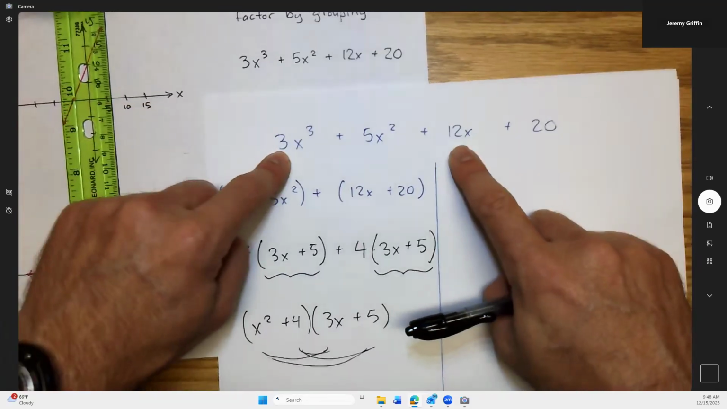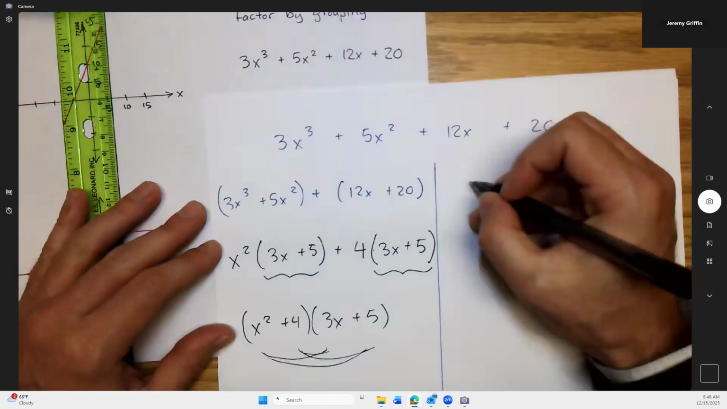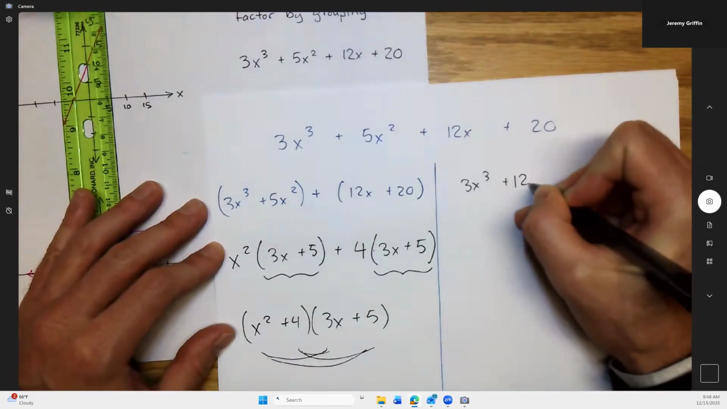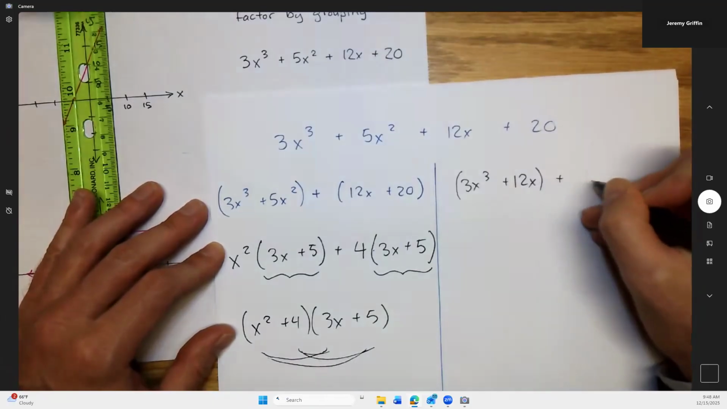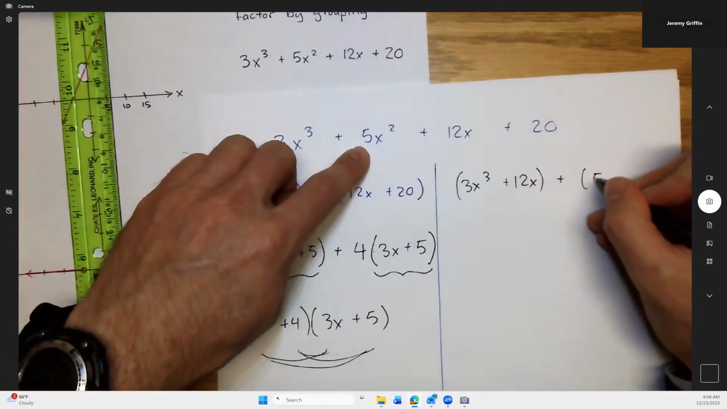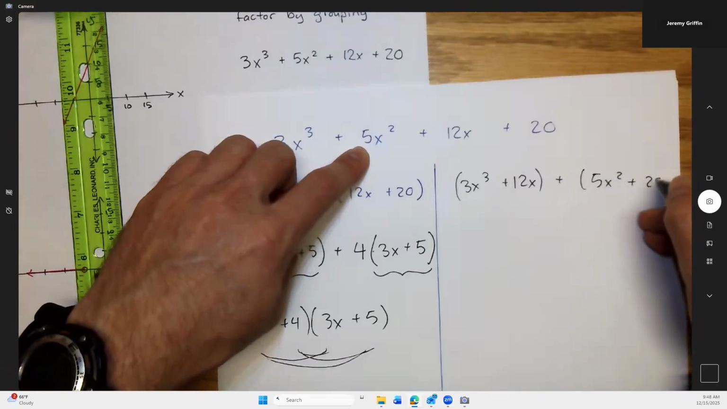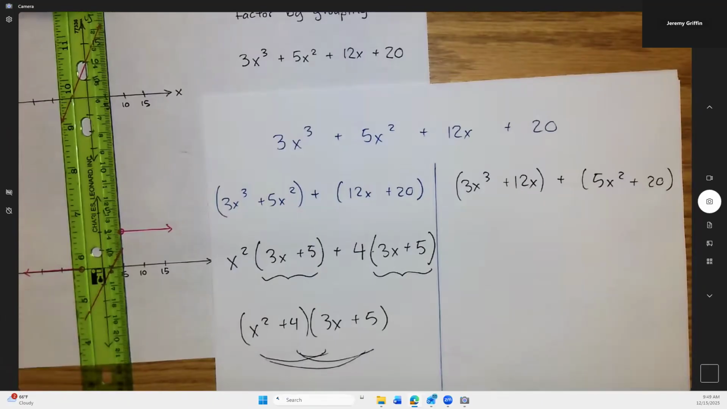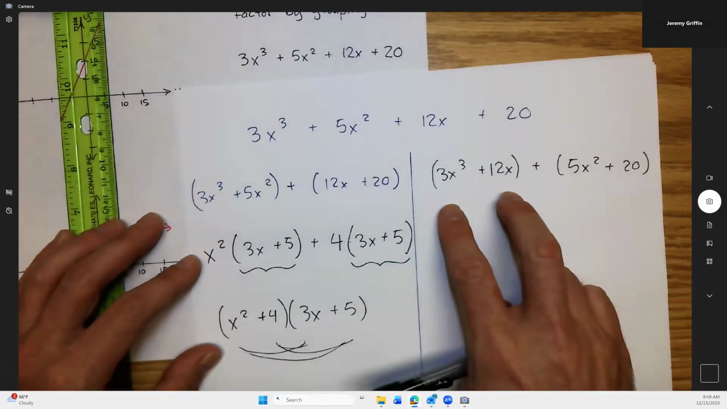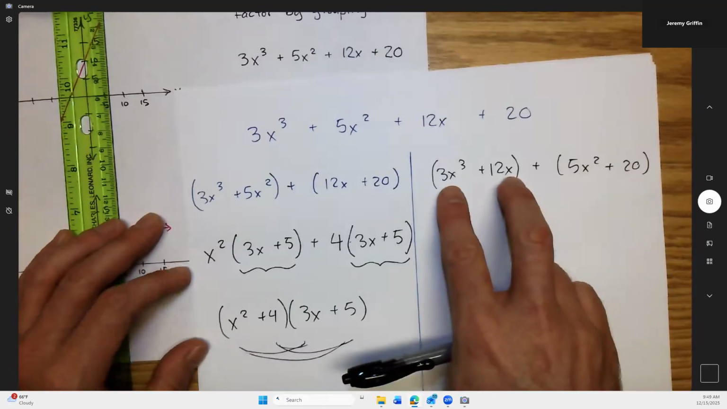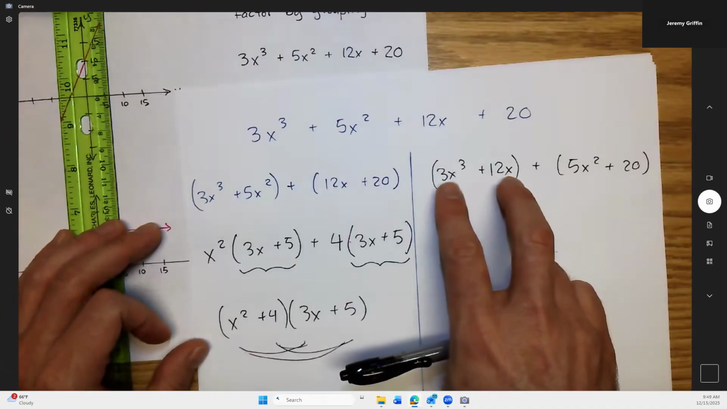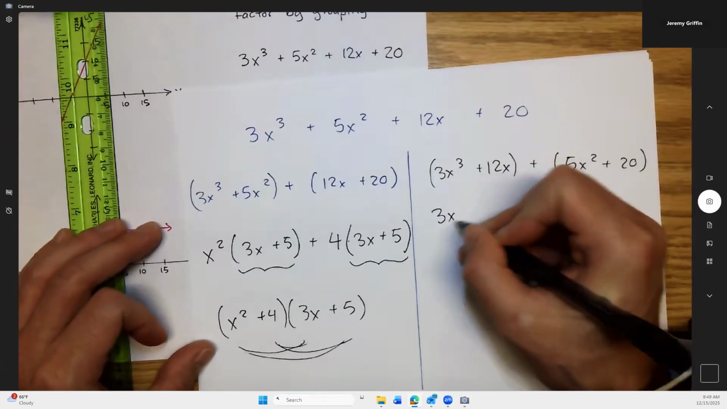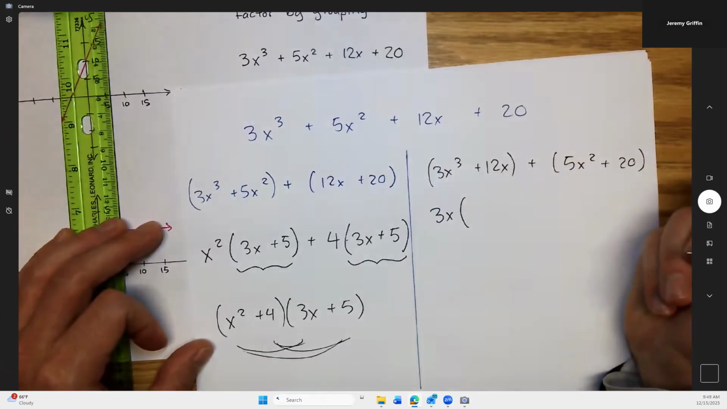Guys, what if you group first and third and second and fourth? Just group it differently. So, 3x to the 3 plus 12x. And then over here, I'll bring out my 5x squared and the 20. So it's just a different grouping, isn't it? All right, let's play around. Let's see where this goes. What can you pull out of the first 2 terms? X. How about a 3 and an x? 3x. Oh, wait, never mind.